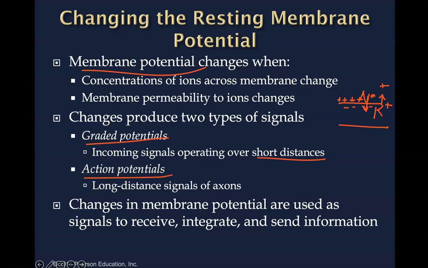So changes in the membrane potential, again, are going to be used to receive information, bring it in again through those dendrites, integrate, and then send that information out along the axon and down the axon terminals.